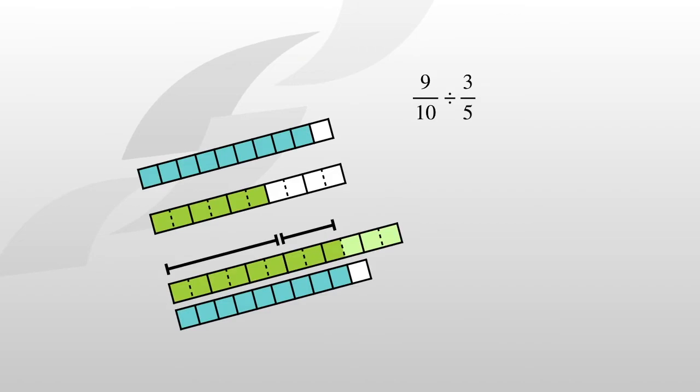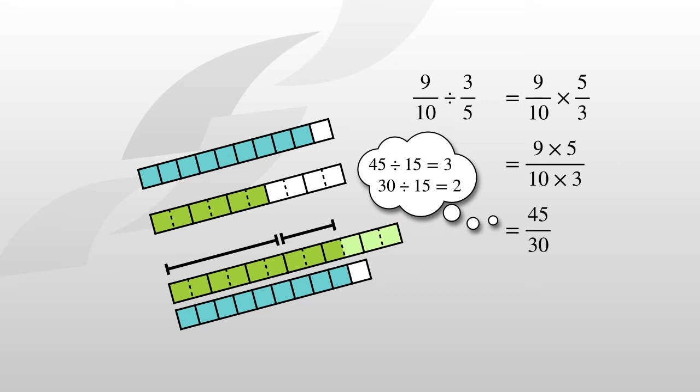We can divide by a fraction by multiplying by its reciprocal. Let's try one. 9/10 divided by 3/5 is equal to 9/10 times 5/3. 5/3 is the reciprocal of 3/5. Multiplying the numerators and denominators gives 45 over 30. This is equivalent to 3/2, or 1 1/2. The diagram on the left shows that there are 1 1/2 3/5 in 9/10.